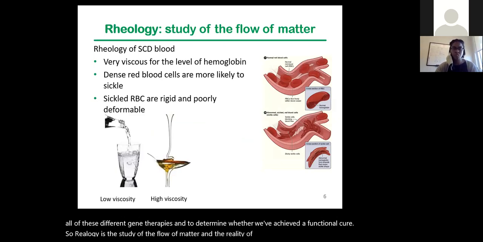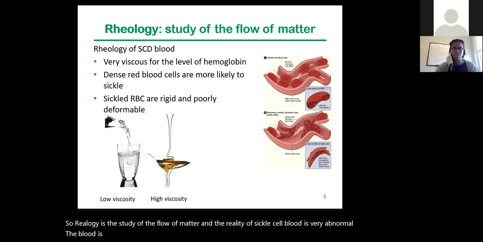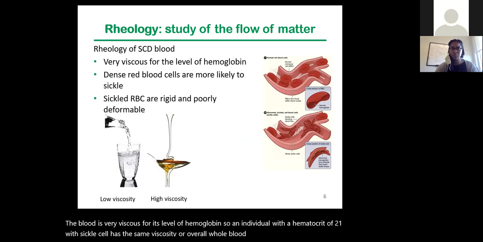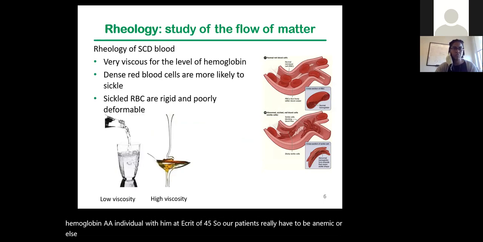So rheology is the study of the flow of matter, and the rheology of sickle cell blood is very abnormal. The blood is very viscous for its level of hemoglobin. So an individual with a hematocrit of 21% with sickle cell has the same viscosity or overall whole blood thickness as a normal individual, a hemoglobin AA individual with a hematocrit of 45. So our patients really have to be anemic, or else their blood would be like motor oil, it'd be like sludge. So why is their blood so thick?